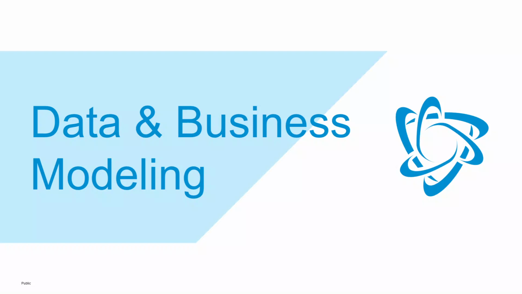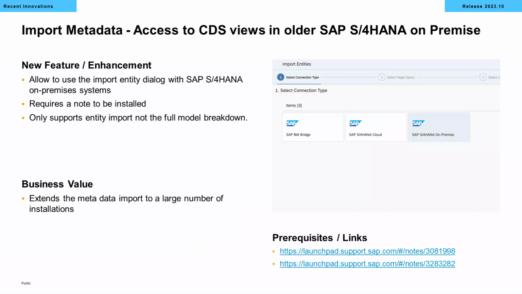I have brought two user stories which both relate to the import of metadata. The first one is that we now enable the import of metadata for CDS views from S4 on-premise systems. Before, we only had S4 cloud. It requires a node to be installed, because the S4 on-premise systems, especially the older ones, do not have the season exposure service required to give us this metadata. The node basically provides the infrastructure to expose that metadata.